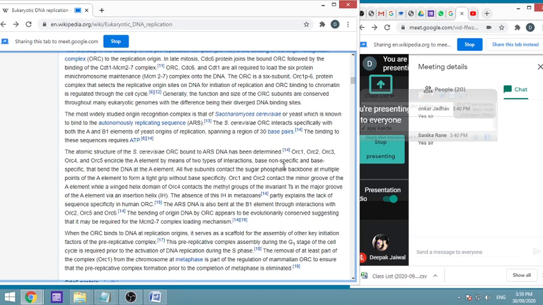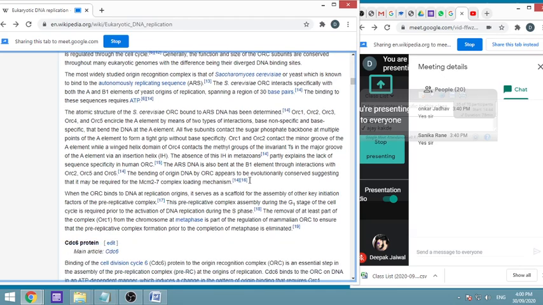These are studied actually from microorganisms or yeast, which are known to bind these replicating sequences. These yeast and bacterial processes help to coordinate, because they are easy. It is not easy to go into more detail in human beings, so from all these details we get some information. When the ORC binds to the DNA at the replication origin, it serves as a scaffold for the assembly of other key initiation factors, and this pre-replicative complex assembly during the G1 stage of the cell is required prior to the activation of DNA replication.